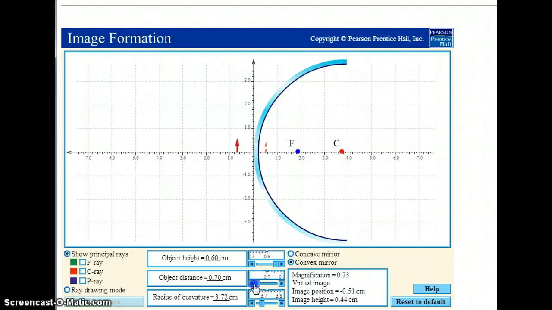We get here and can't quite get there with this applet, but you can see this is merging on plane mirror behavior. So here's the object, the image grows, and eventually if I could put this object right up against the mirror, the image would just be there as well, and it would approach the same size.